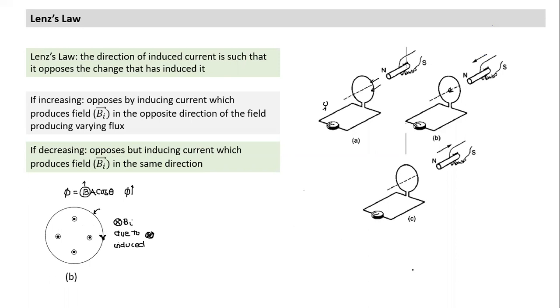Pranav? Pranav Soma? Yes, sir. Okay, so can you tell me the next case, what will happen? So is this point also clear in induced field?